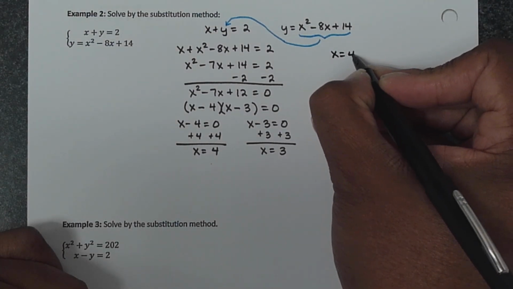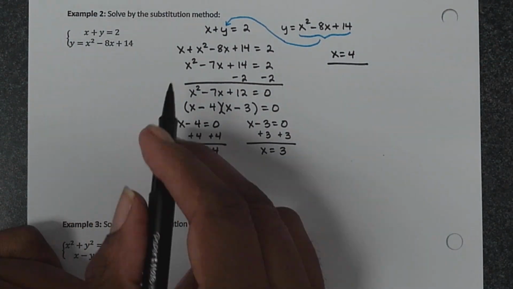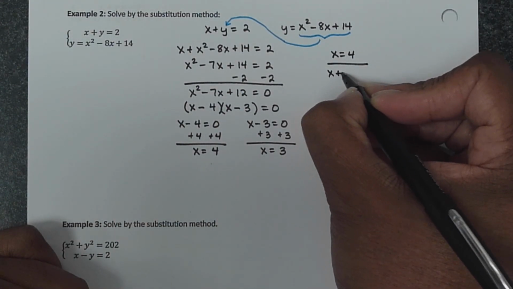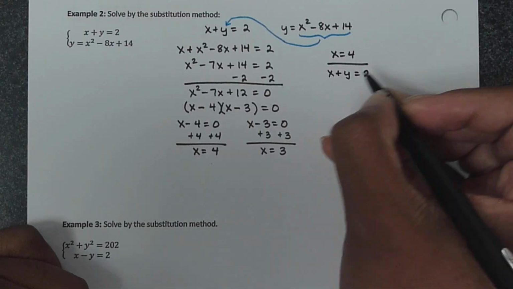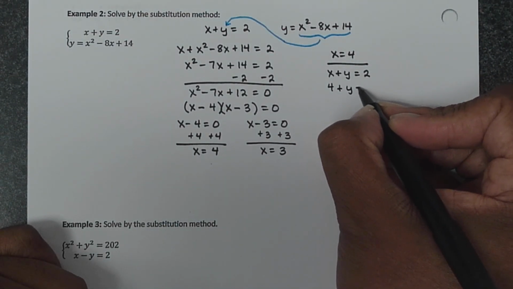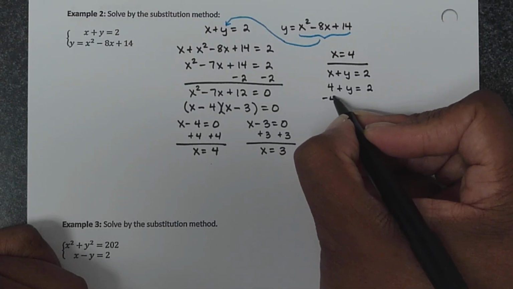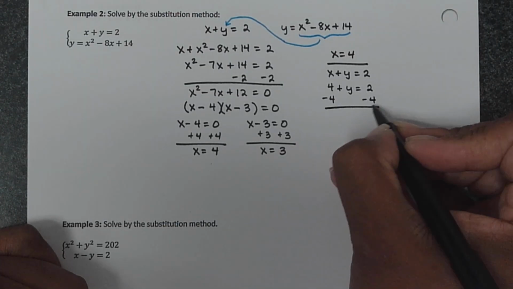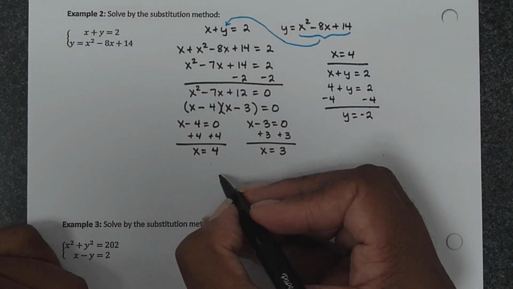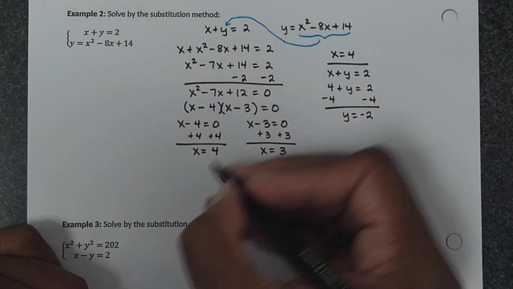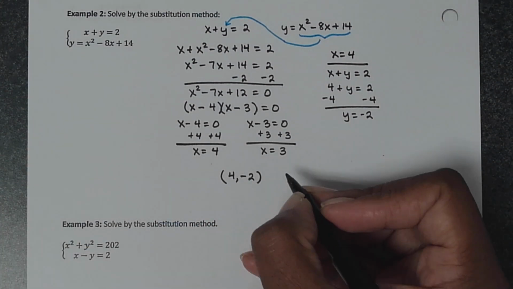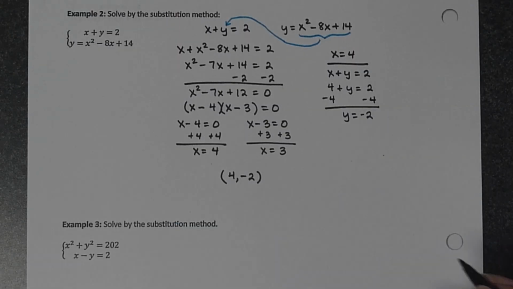Let's start off with x is equal to 4. And I'm going to pick the easiest one to work with, which is x plus y is equal to 2. Substitute your x with 4 in that equation, you'll get 4 plus y is equal to 2. And if I subtract 4 on both sides to solve for y, that means y will be equal to negative 2. So in this case, when x is 4, my y coordinate would be negative 2. So I have one ordered pair.